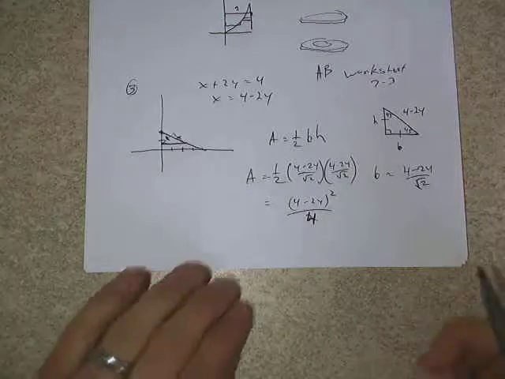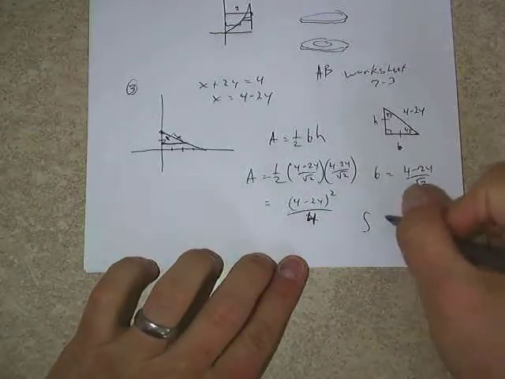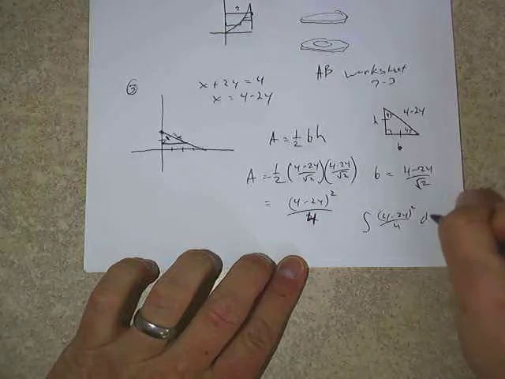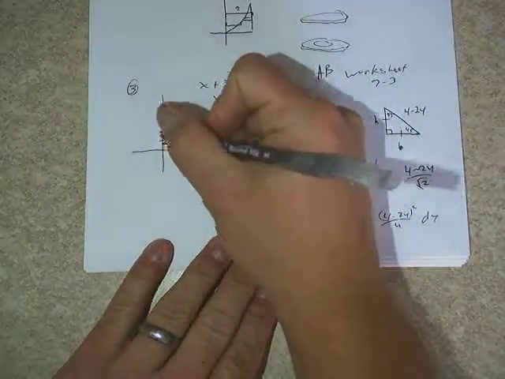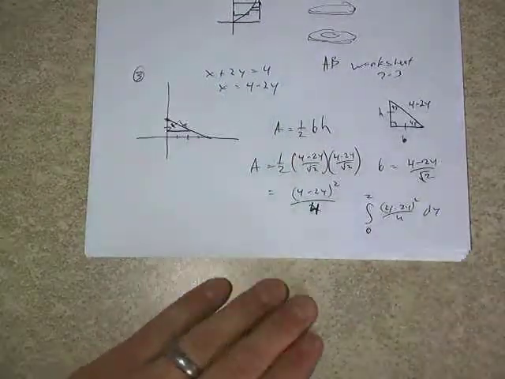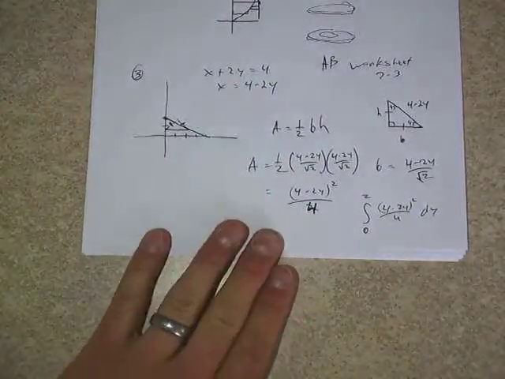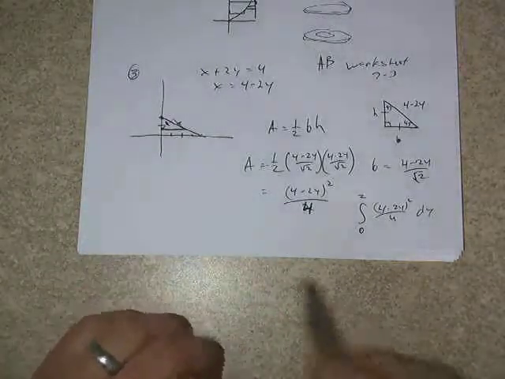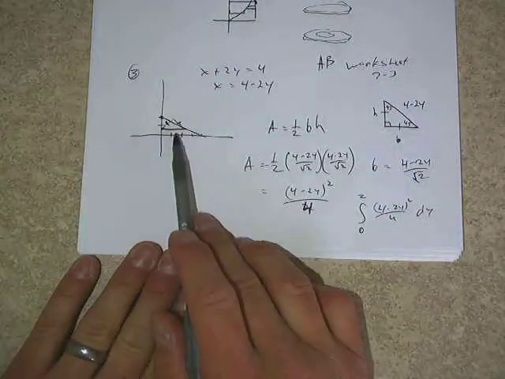So bottom line is, what do I do to find the volume of the entire solid? In other words, take all the triangles and put them together. We're going to write an integral here, and that's going to be our integrand, 4 minus 2y squared over 4 dy. And then we're going to go in the y direction, 0 to 2. And that right there should give us our integral.